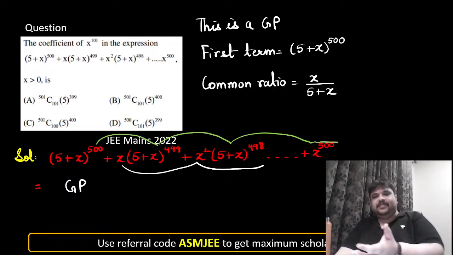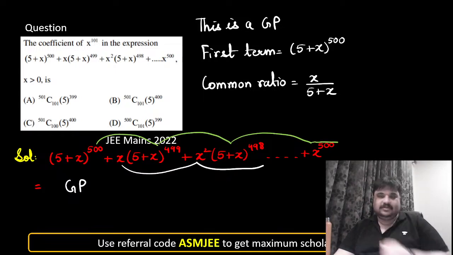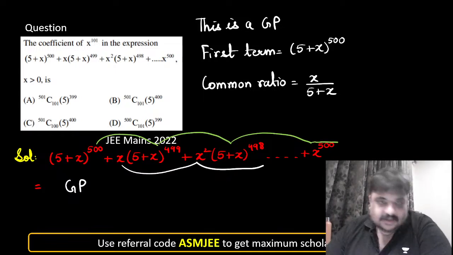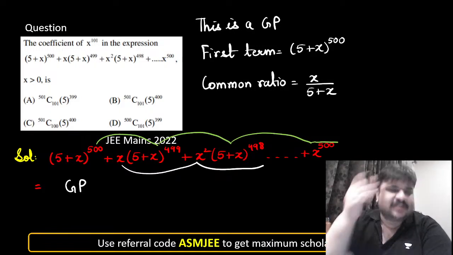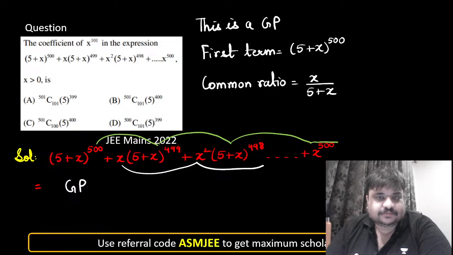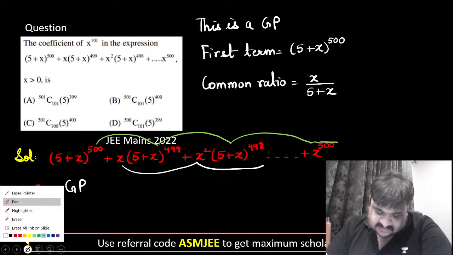Every term, x power increases, 5 power decreases. This is GP. In fact, this is a very special type of GP. Nursery kids know the answer of this GP. Do you guys know the direct answer of this GP?